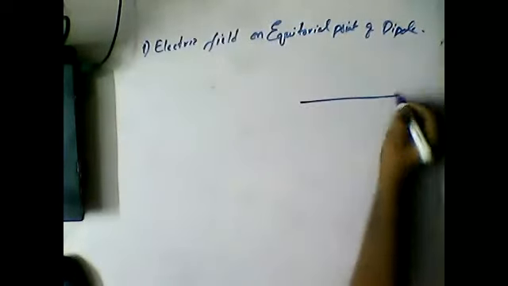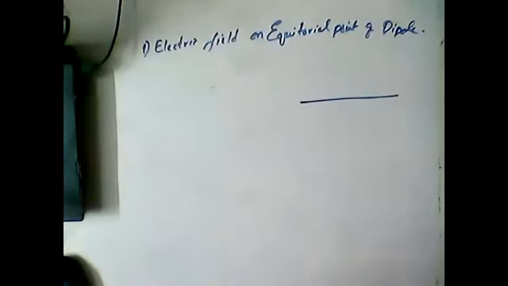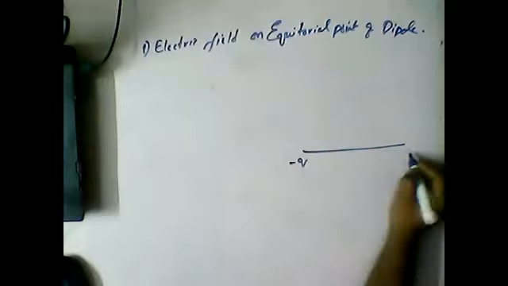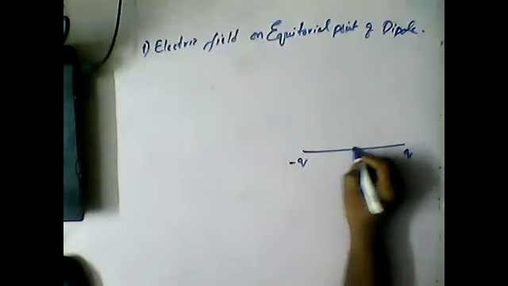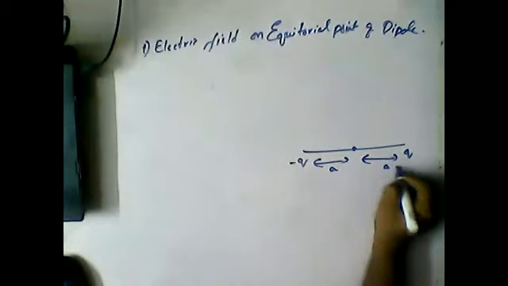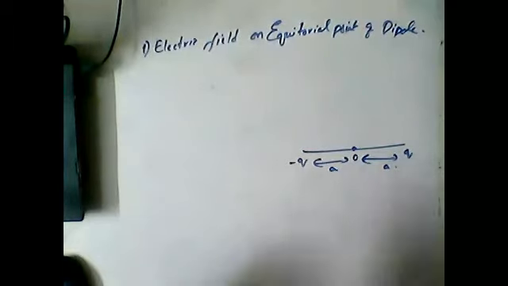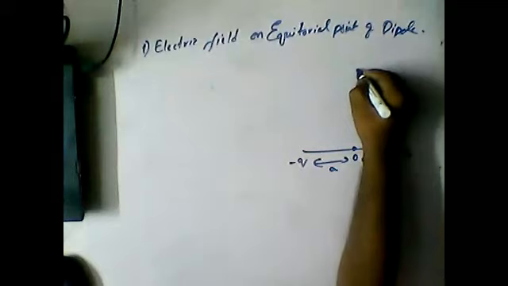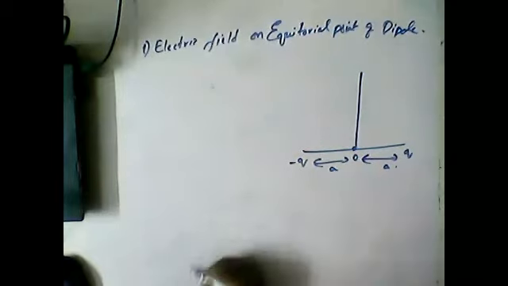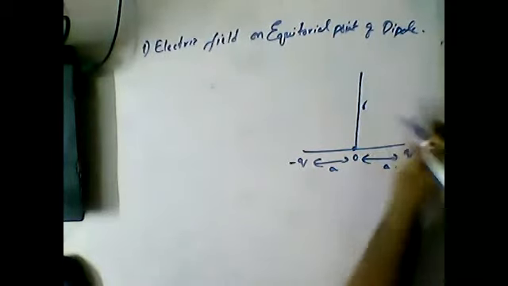Okay, guys. So consider two charges as before. I need a little more space. As before, this is minus q and this is plus q, separated by a distance of a, and here is also separated by a distance a from the center O. Now consider a point vertically above the point O, at a distance of r.